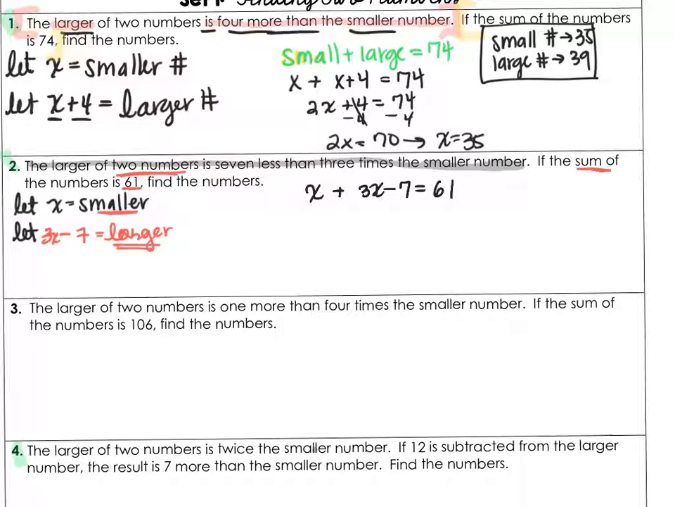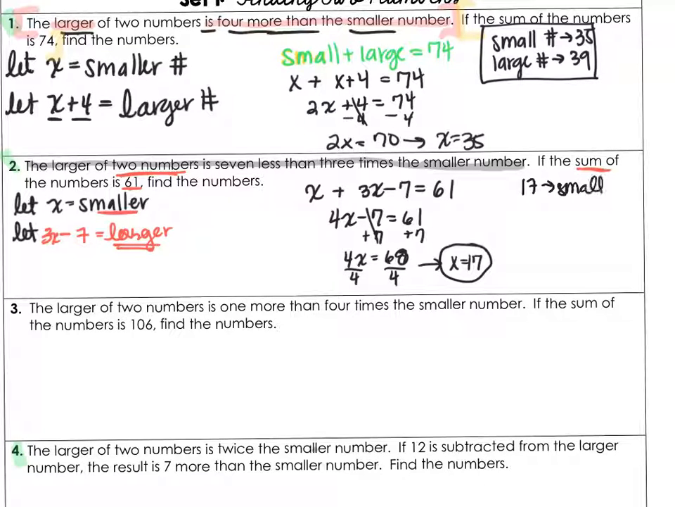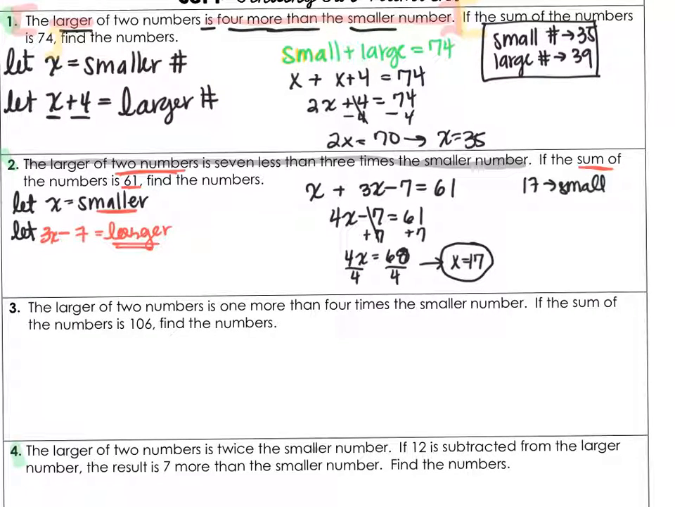Now we're ready to solve. So we combine like terms and do the two-step equation to find that x is equal to 17. Take this back to my let statement, and I just found my smaller number. So 17 is my smaller number, and then I'm going to plug 17 right in here for x to figure out what my larger number is.